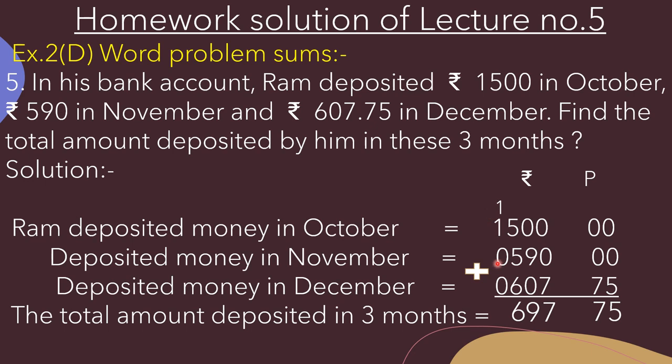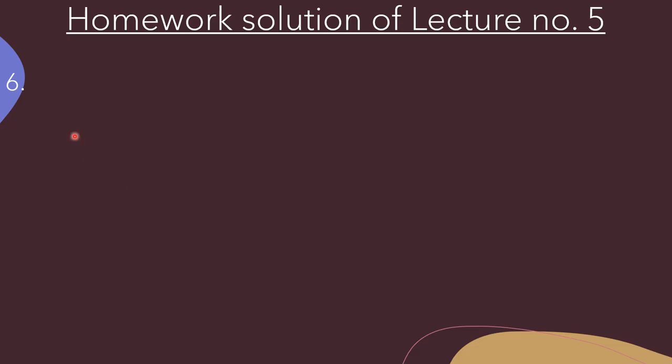2 plus 0, 2. So here we will write 2. So how much money Ram has deposited in 3 months, that is equal to 2697 rupees and 75 paise. So collectively we can write it like this, rupees 2697.75.